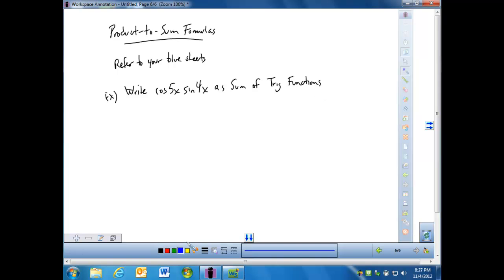So again, just using the formulas. Again, look at those blue sheets, make sure you know them, make sure you know where they're at. You can refer back to them, hold on to them, guard them with your life. Alright, don't trade them for food or for expensive jewels. Save them forever.